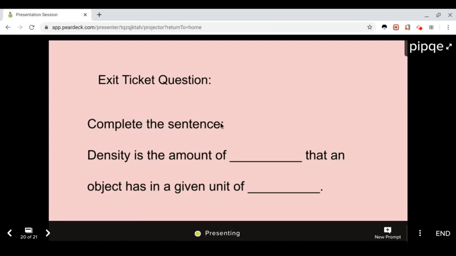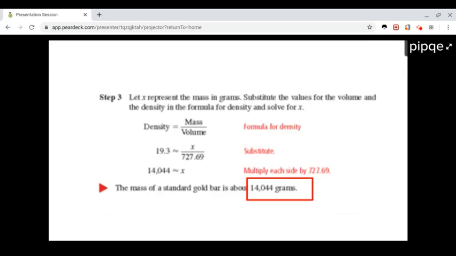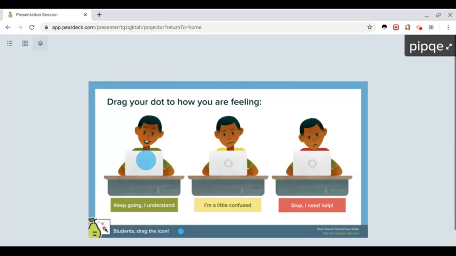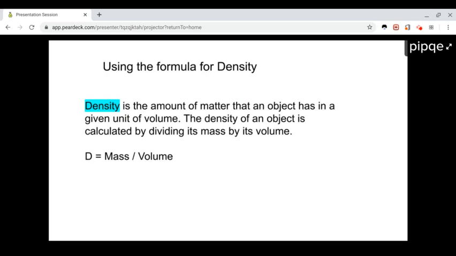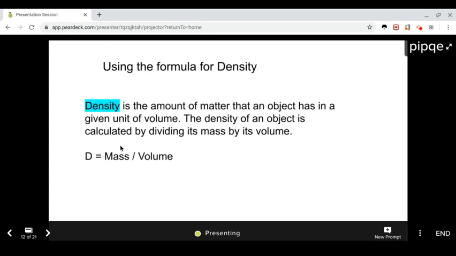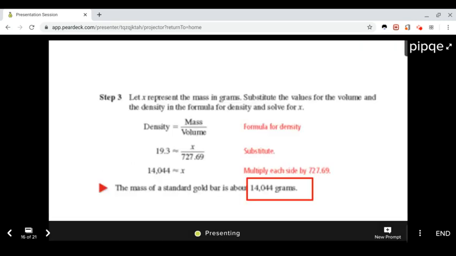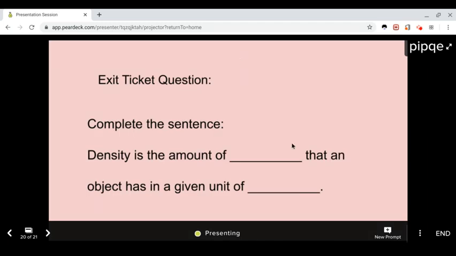We did go over it, not too in depth, but we would go back and explain a little bit again before, so that the density is the amount of matter that an object has in a given unit of volume. So you can remember this as mass over volume. You can say mass or matter, it doesn't matter, over volume. So that's something that I would go ahead and go over, just making sure that you're all doing okay.